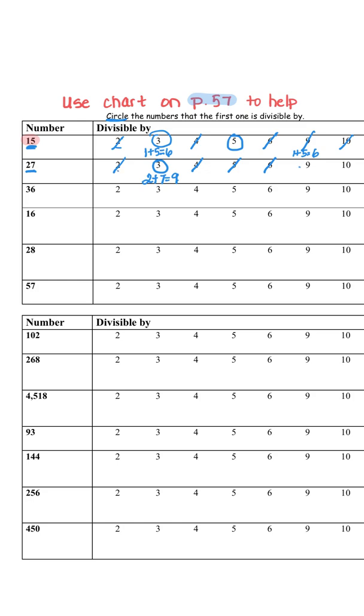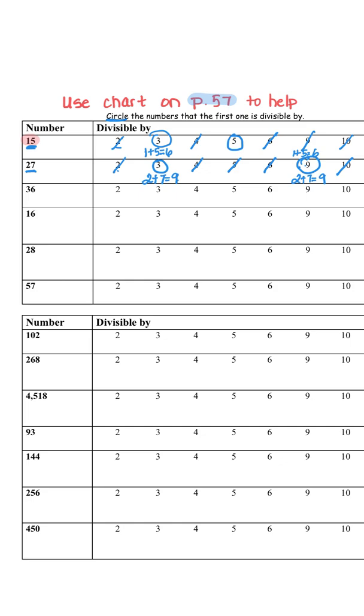Is it divisible by 9? So let's add 2 plus 7. 2 plus 7 equals 9. Is 9 divisible by 9? The answer is yes. And also, if you know your facts, you know that 9 times 3 is 27, so that's a yes. Is it divisible by 10? The answer is no, because it does not end in a 0. Good. I'll do one more with you, and then you're going to complete this page on your own.